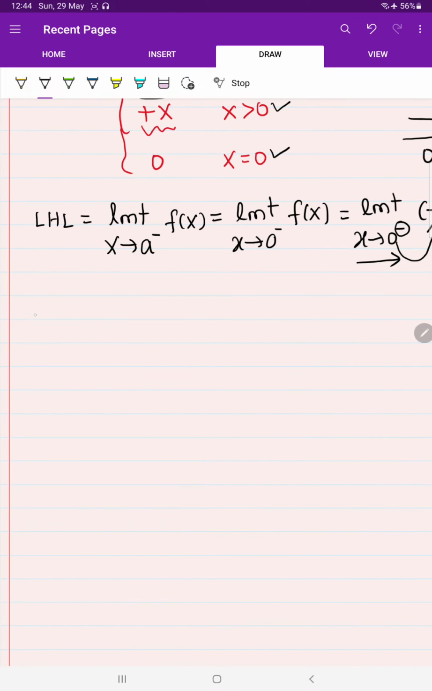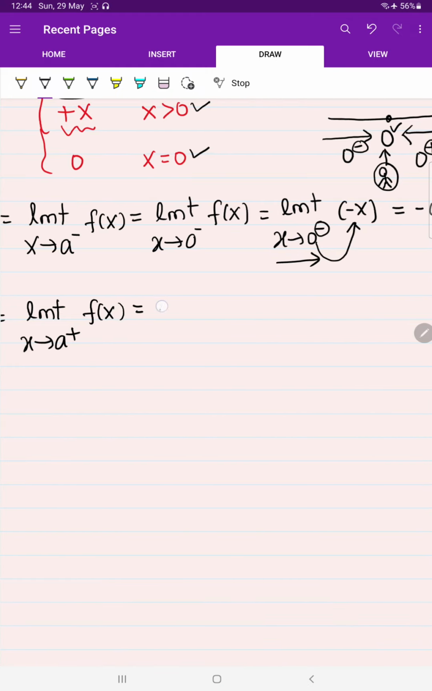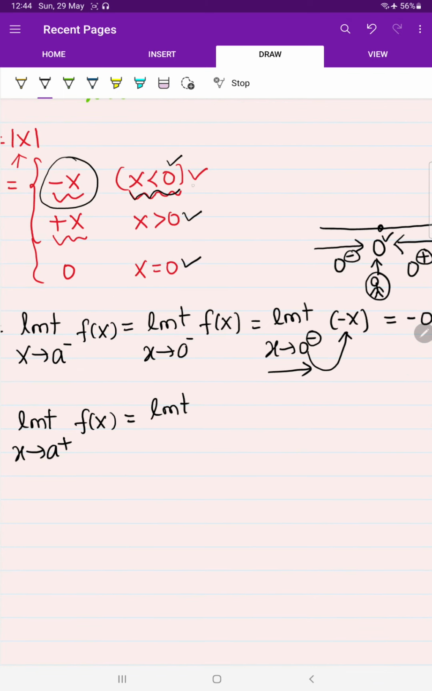Now it's time to keep our attention on the right hand side limit. Shall we start? Now you can also repeat: limit as x approaches a plus of f of x will be equal to, simply I can write, limit. We know the specific point is 0. You can observe it here.